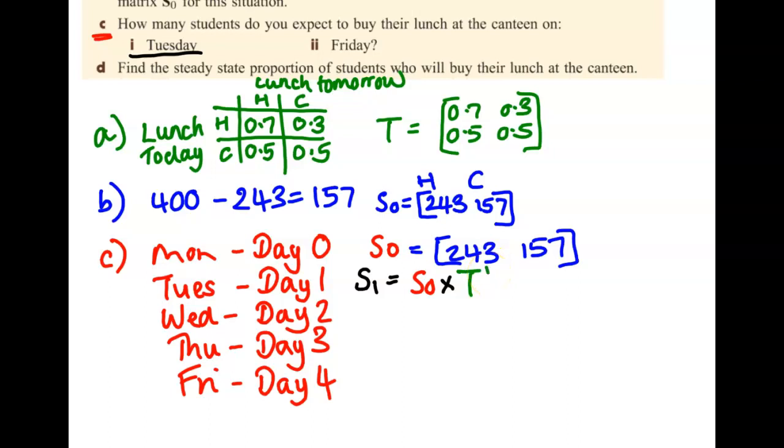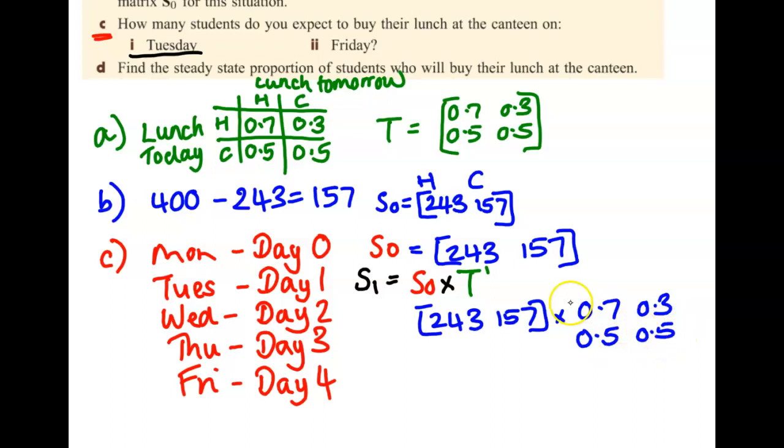So for our transition matrix, we are going to have our 243, 157, multiplied, and we don't need the multiplication sign, by 0.7, 0.3, 0.5, and 0.5. We are going to multiply these together, and that will tell us how many students we expect to buy lunch at the canteen on Tuesday. We're going to work that out.